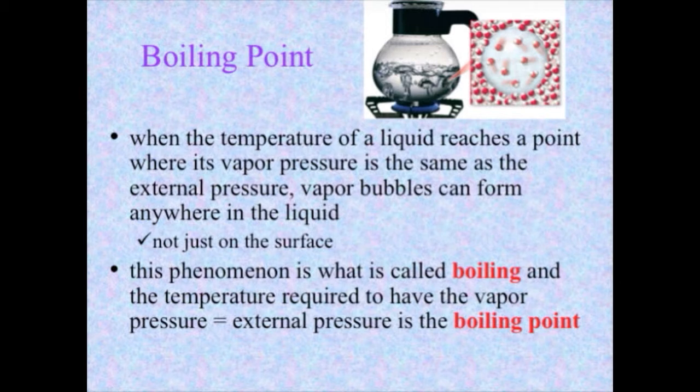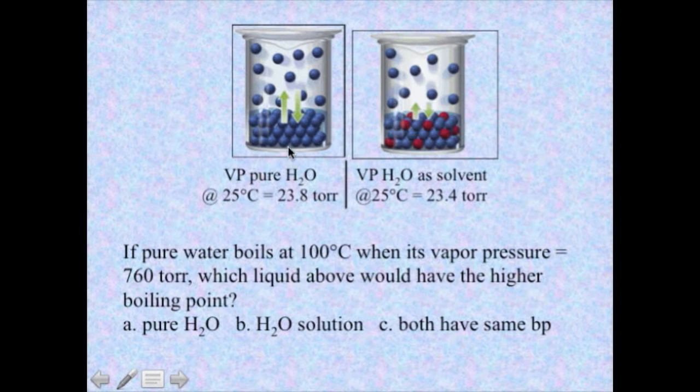So imagine you have two solutions, one pure water, the other with a solute dissolved in it, such that the pure water at 25 degrees has a vapor pressure of 23.8 torr, and the water with a solute at 25 degrees has a vapor pressure of 23.4 torr. Now, if pure water boils at 100 degrees C when its vapor pressure equals 760 torr, which liquid above would have the higher boiling point? Pure water, the water solution, or would they both have the same boiling point?